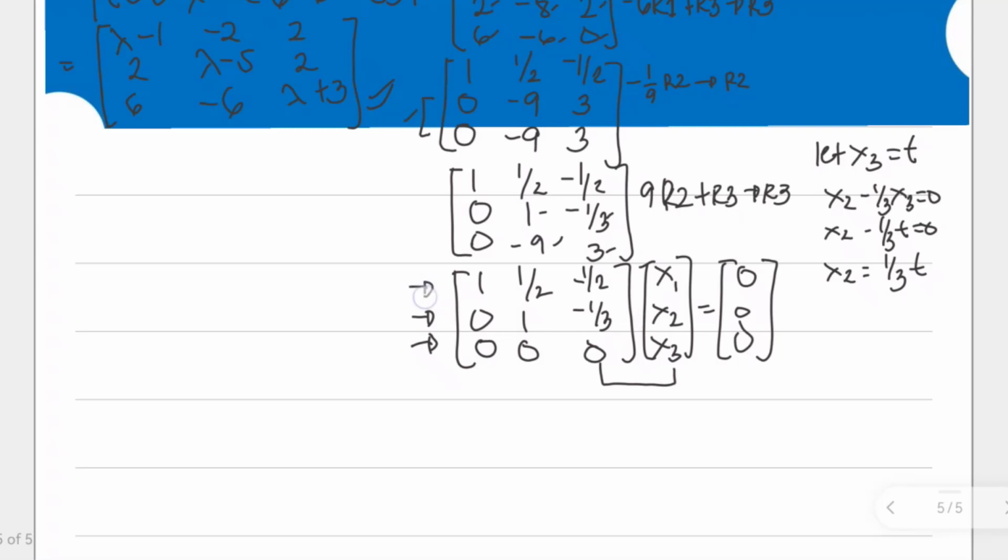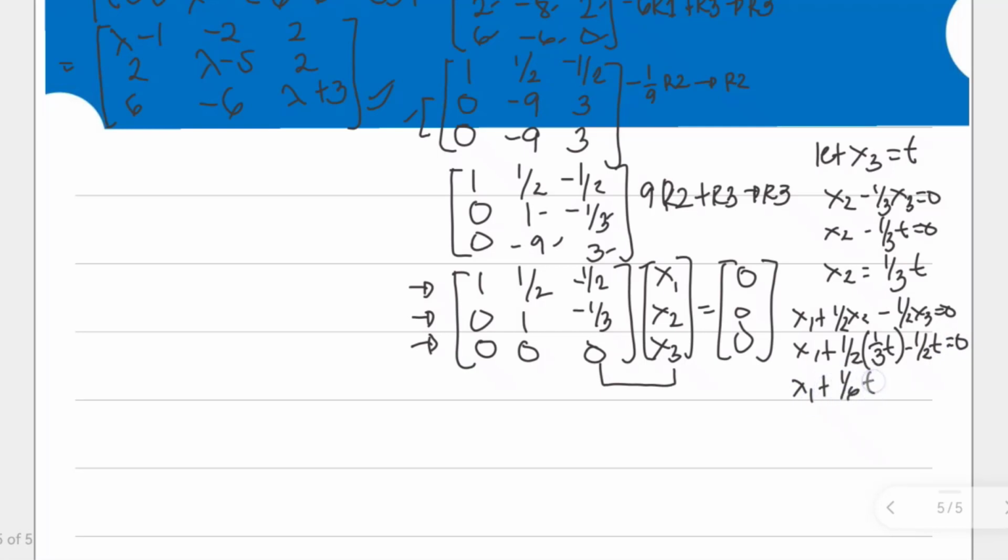Then for this last here, x sub 1 plus 1 half x sub 2 minus 1 half x sub 3 is 0. So x sub 1 plus 1 half of x sub 2, which is 1/3 of t, okay, minus 1 half t is equal to 0. So x sub 1 plus 1/6 of t minus 1 half t equals 0.